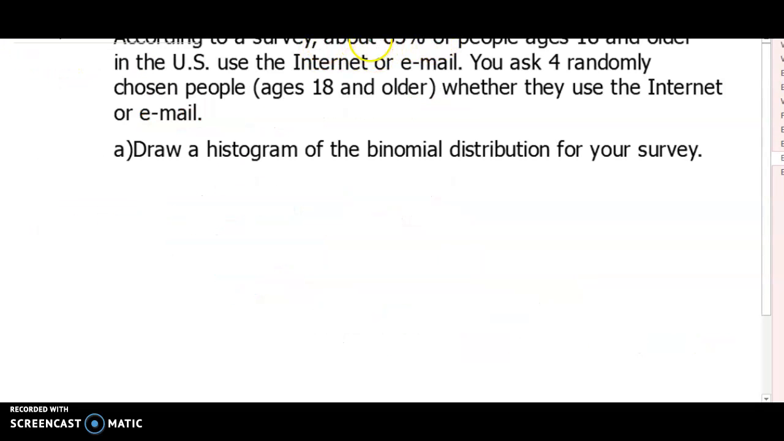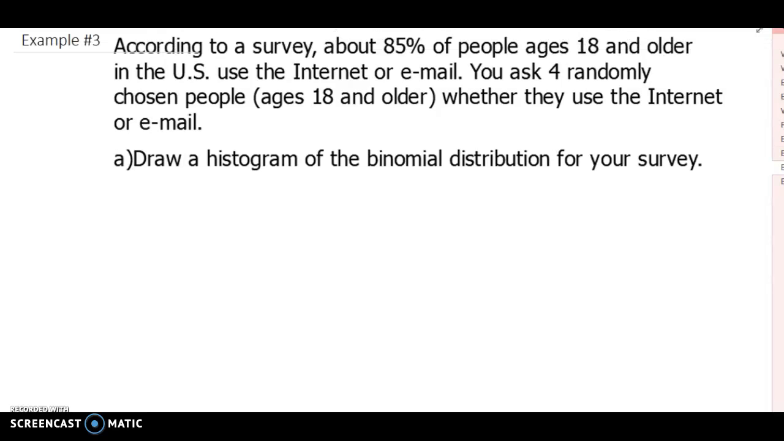All right, so let's look at this example right here. It says, according to the survey, 85% of people age 18 and older in the U.S. use either internet or email. We ask 4 randomly chosen people whether they use internet or email. This 85% is our P, or our probability. This 4 is the total number of people surveyed, so this is our N.